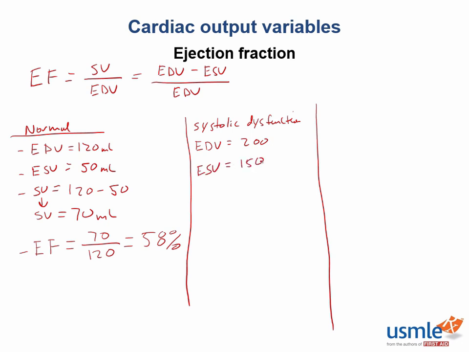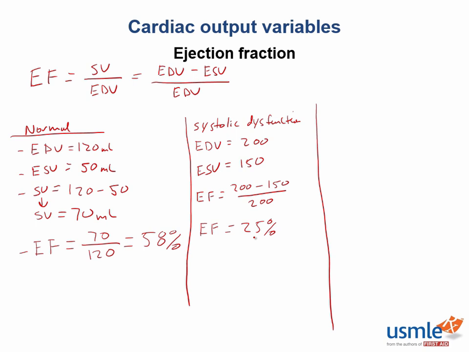So now if we plug this into our formula, where the ejection fraction equals 200 minus 150 divided by 200, we end up getting an ejection fraction of 25%. And this is well below normal. So how is this different in diastolic dysfunction? Well, remember, in diastolic dysfunction, contractility is preserved, but the problem is in diastole because the ventricle is poorly compliant and doesn't allow the same volume of blood into the heart.